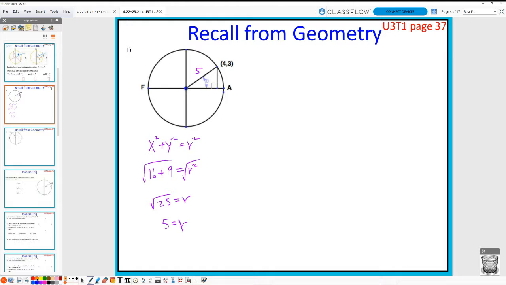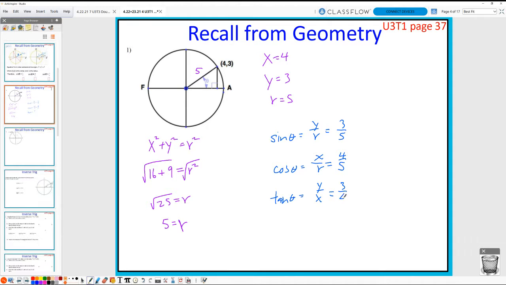So here, what I have then is, again, and if it helps you to label everything out, I would definitely do that. I would say x is equal to 4, y is equal to 3, and my r is equal to 5. And with that, I can label my sine theta, which is y over r, and that's 3 over 5. Cosine theta is x over r, which now is 4/5, and tangent theta is y over x, I'm sorry, y over x. Therefore, it is 3/4.